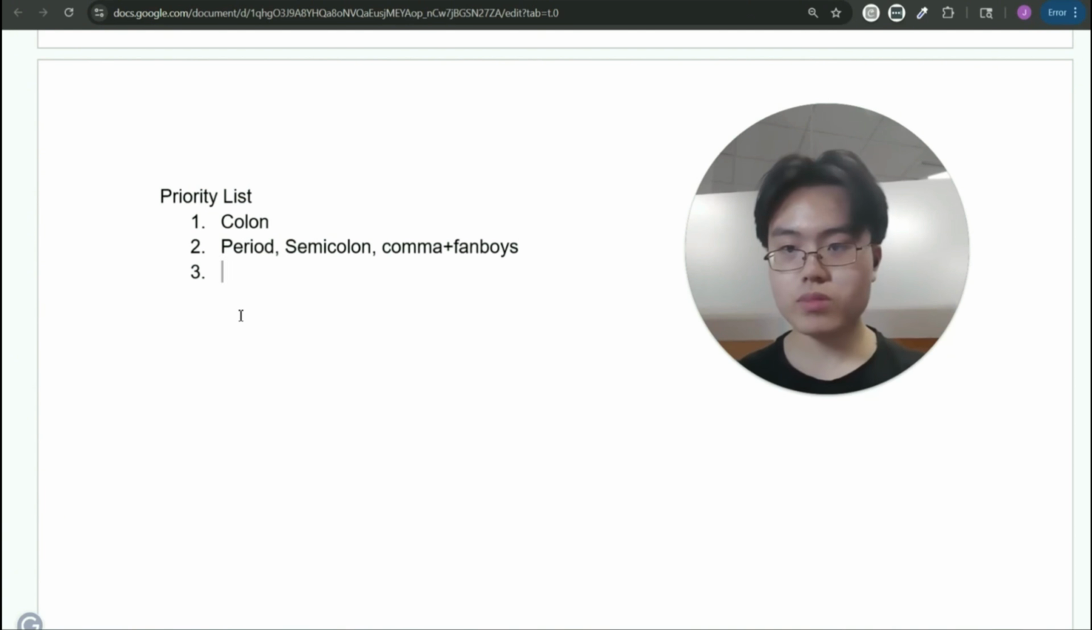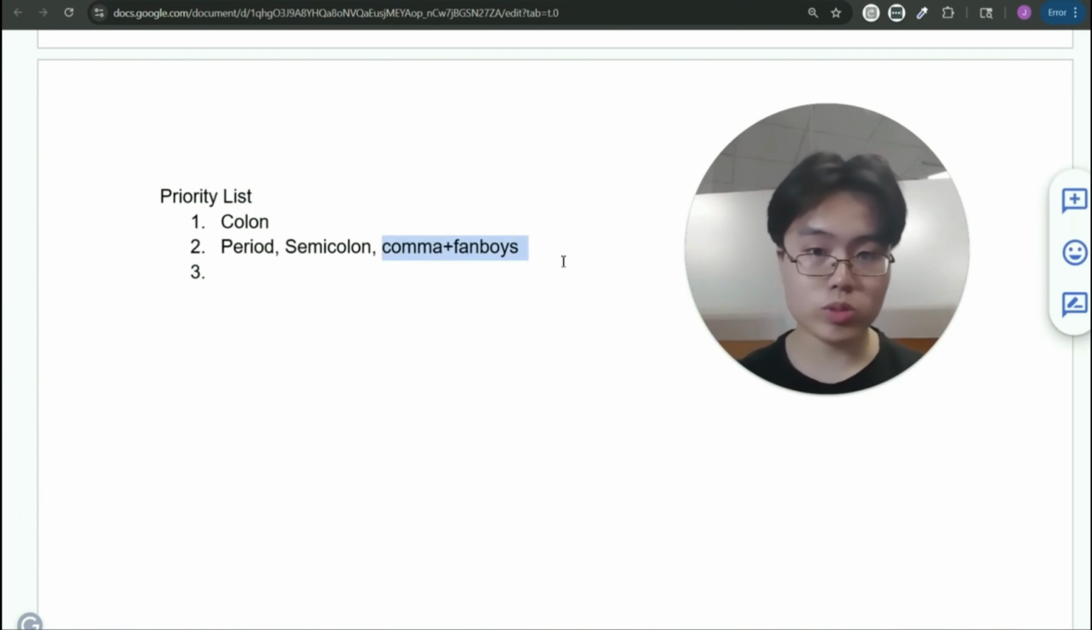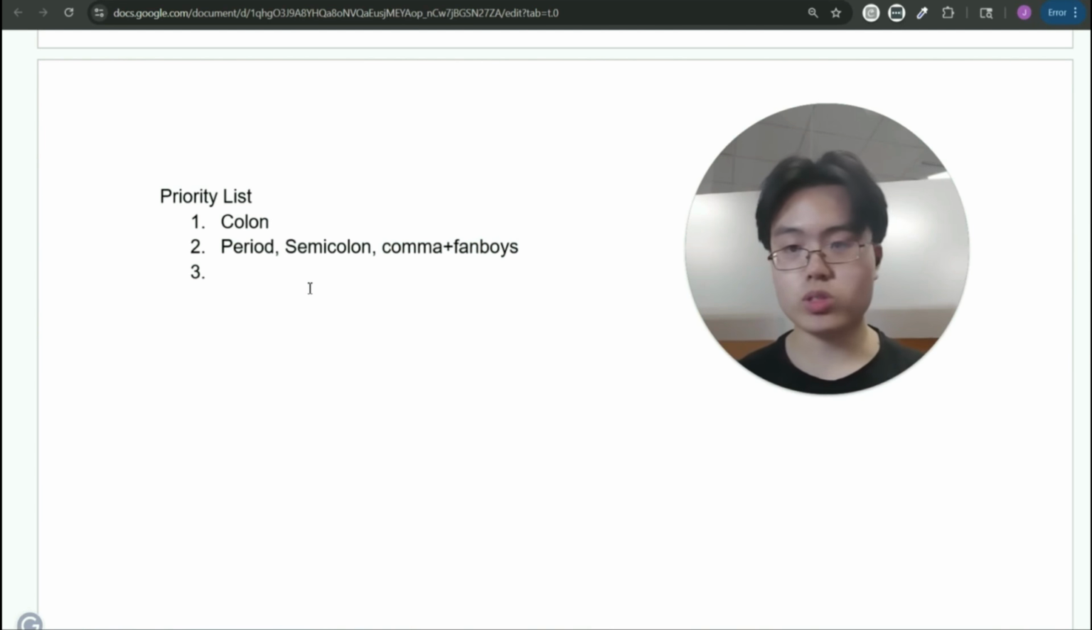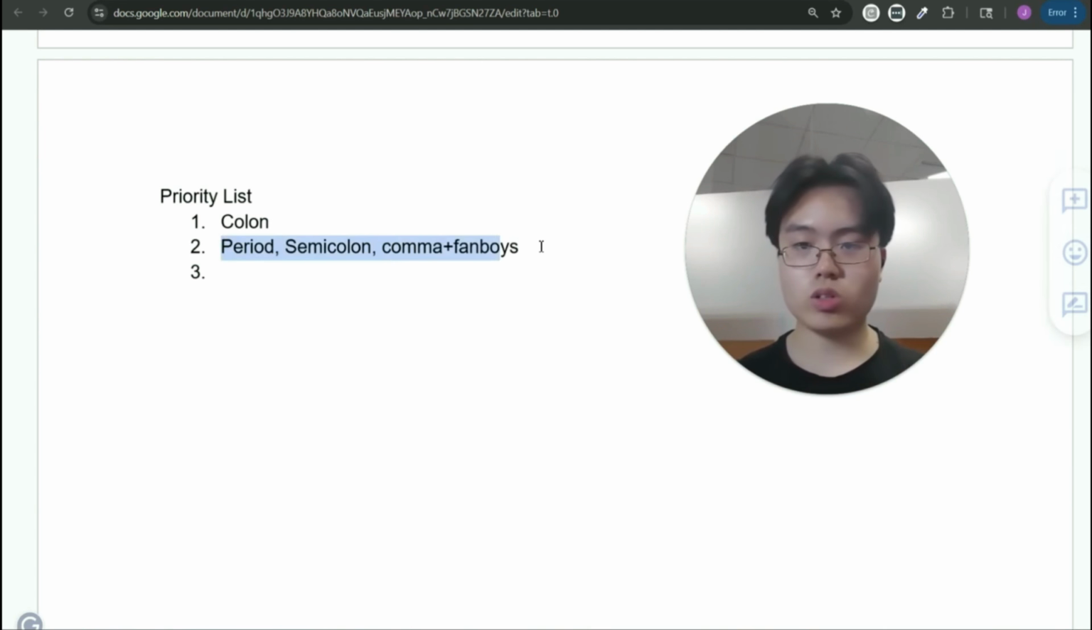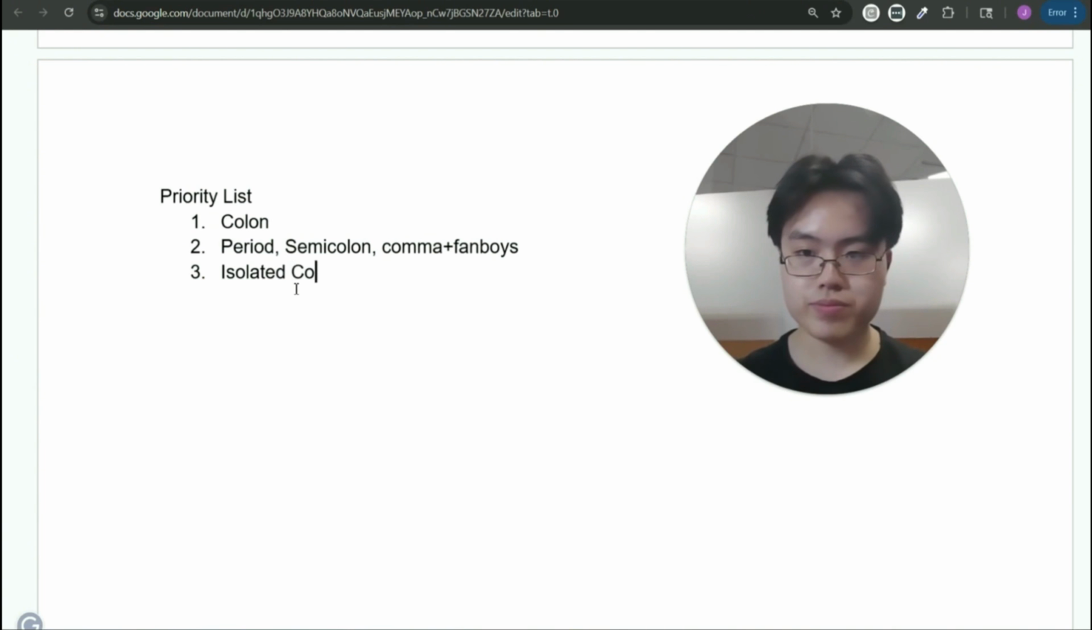Okay? That's the second level. So if a colon isn't there, then you would check a period first, or you would check a comma FANBOYS first. If you see all these together, you could just pick whichever one to check first. Doesn't matter. Okay? Third is isolated comma. And fourth is no punctuation.